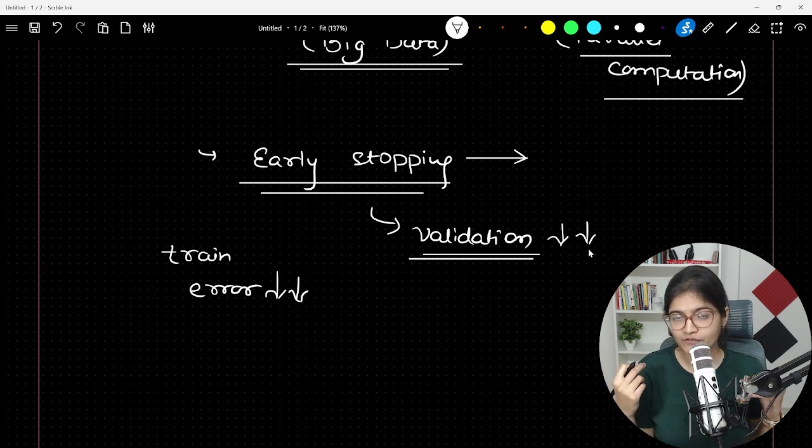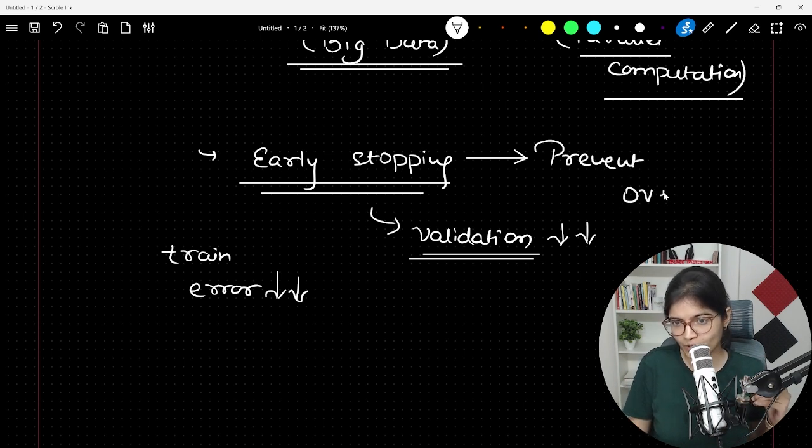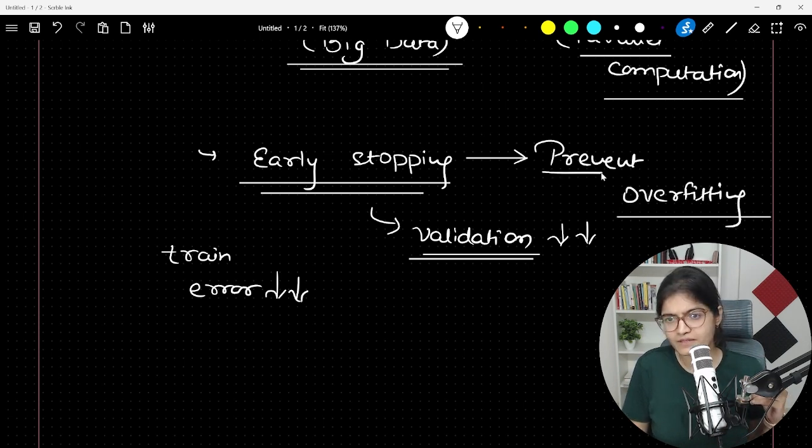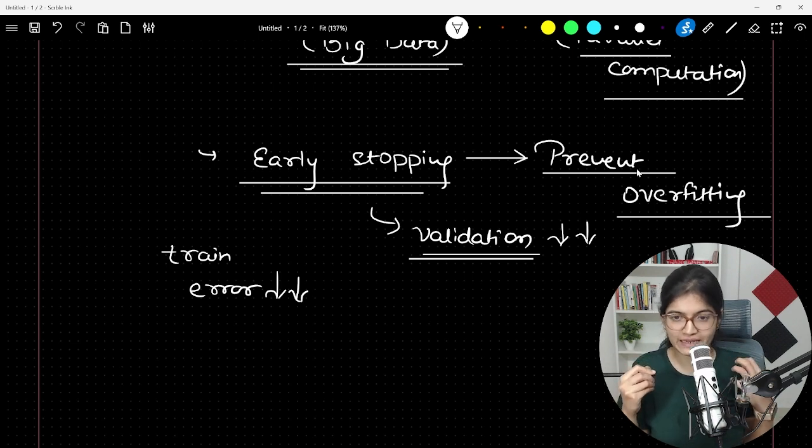But after some point of time, when there is overfitting, it is basically used to prevent the overfitting. So there comes a time where you will observe that the training error is still reducing, but the validation error is not reducing. It is increasing abruptly. So that is where it has helped us to prevent the overfitting. And that's a technique which we call early stopping.